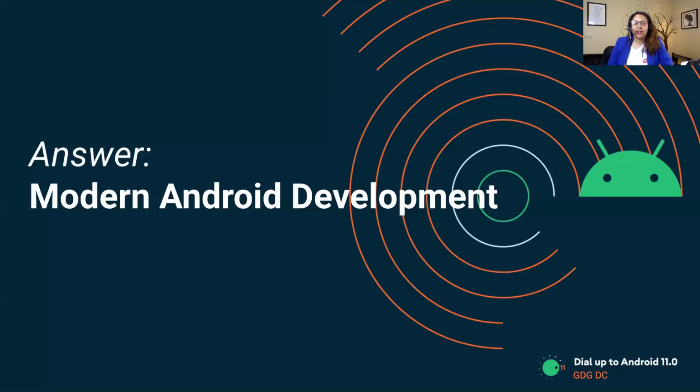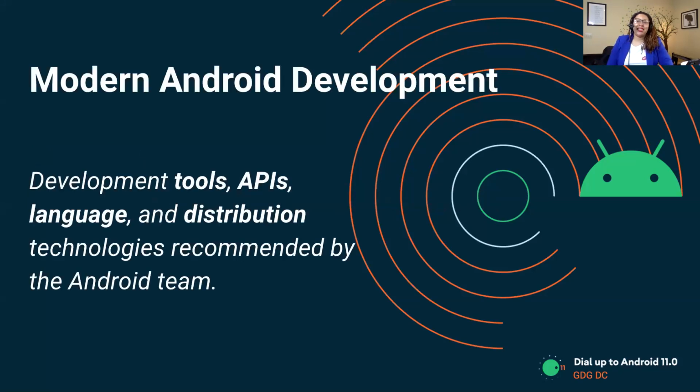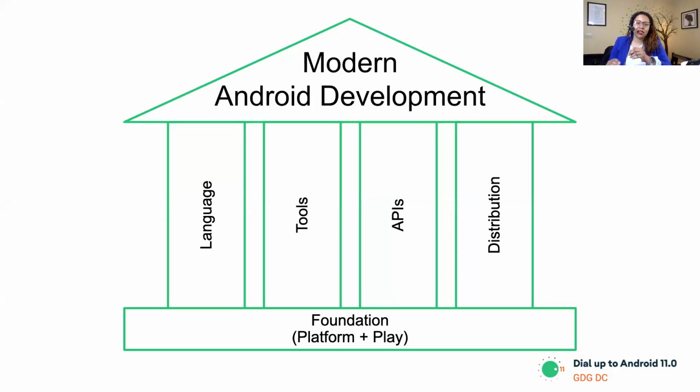The answer to that is modern Android development. And by modern, we mean the development tools, the APIs, the language and distribution technologies that are recommended by the Android team that can help developers to be productive and create better apps that run across billions of devices. Modern Android development sits on top of the following foundation, platform and Play, with the following pillars. So the language, the tools, the APIs, and then the distribution. We'll look at each of these one by one.